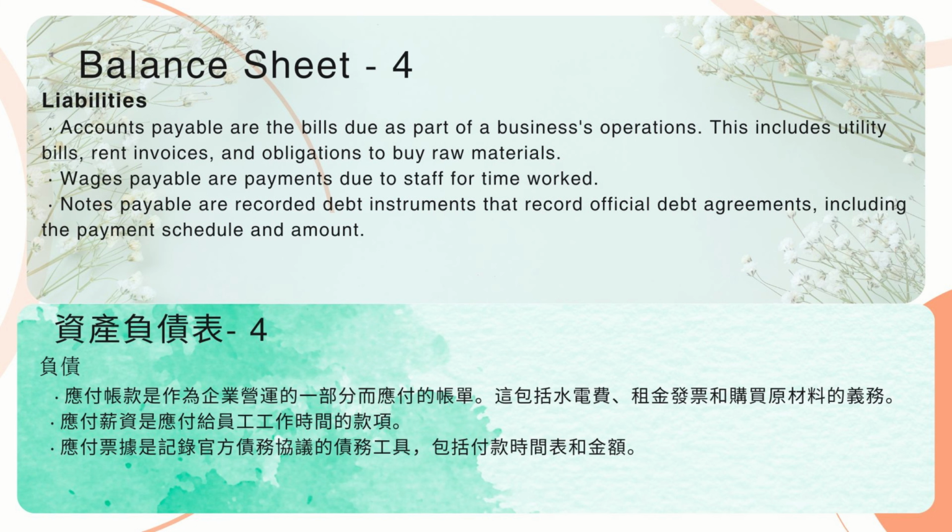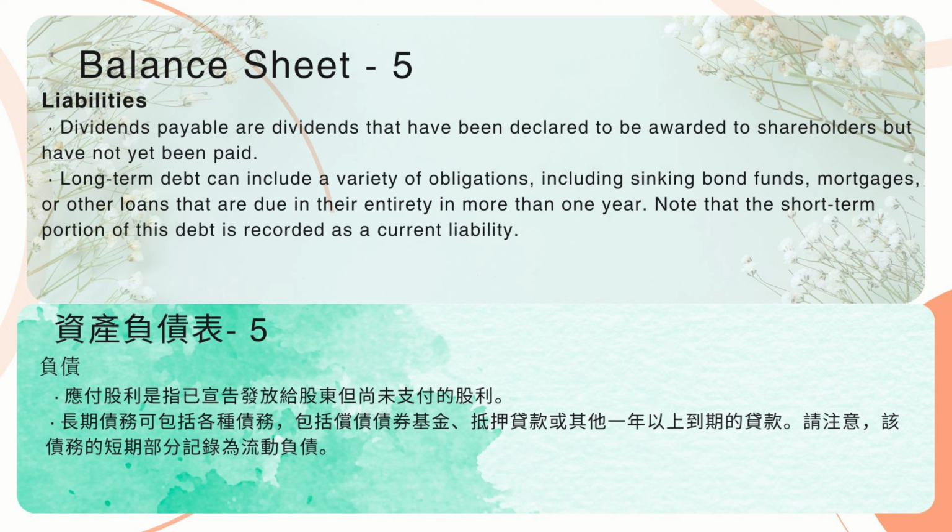Liabilities. Accounts payable are the bills due as part of a business's operations. This includes utility bills, rent invoices, and obligations to buy raw materials. Wages payable are payments due to staff for time worked. Notes payable are recorded debt instruments that record official debt agreements, including the payment schedule and amount. Dividends payable are dividends that have been declared to be awarded to shareholders but have not yet been paid.